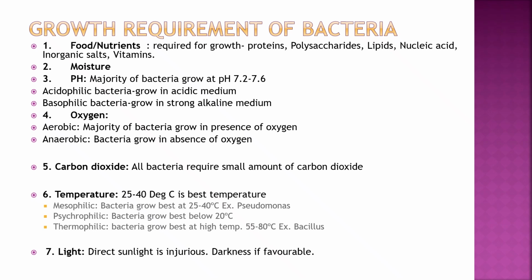Hello students, today we will see growth requirements of bacteria. First is food or nutrients required for the growth of bacteria: proteins, polysaccharides, lipids, nucleic acids, organic and inorganic salts and vitamins. Then moisture is required. Then pH should be around 7.2 to 7.6. According to that, acidophilic and basophilic bacteria are classified.